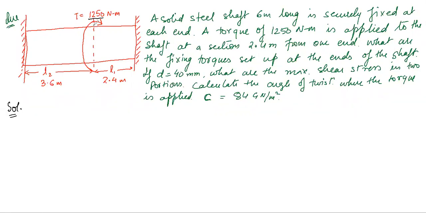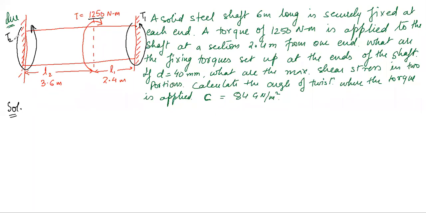As soon as you apply a clockwise moment here, the opposite end should resist this movement, so it will generate an anticlockwise moment at the ends. There is also a resisting moment at this point. So suppose this is the torque generated T1 and this is the torque generated T2.